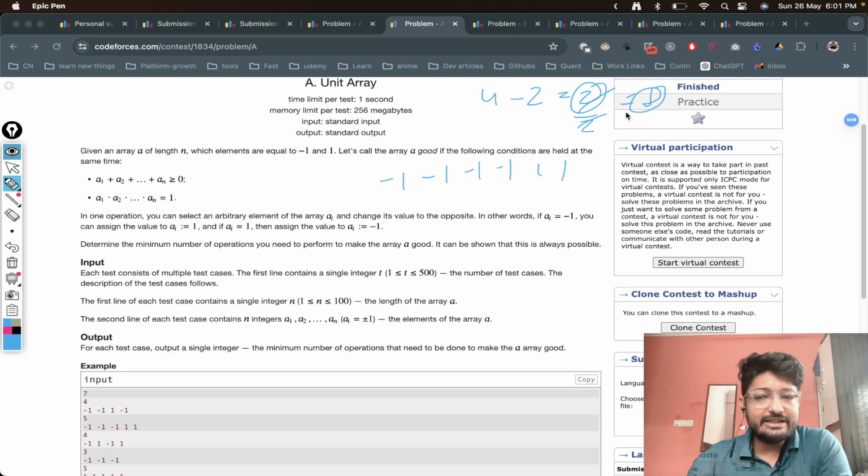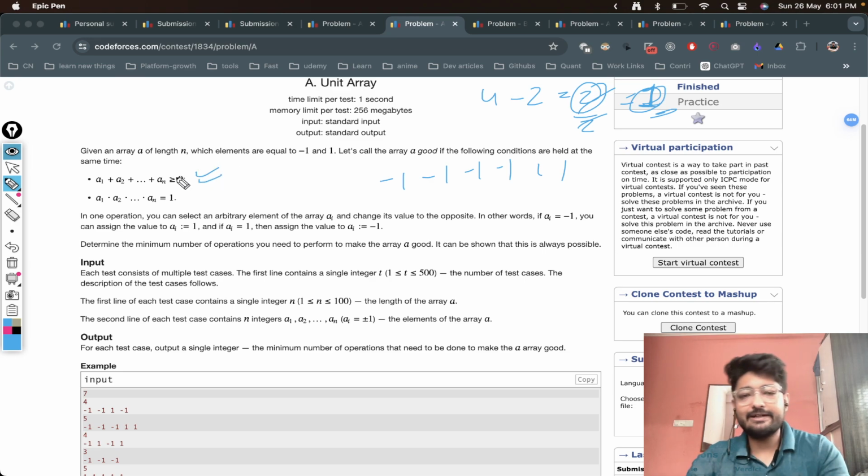So the number of changes I need to do is just 1, because I just have to make it balance out. I have to just remove this. So I will have to just make one move. If I switch this number of ones, again this condition will be satisfied.